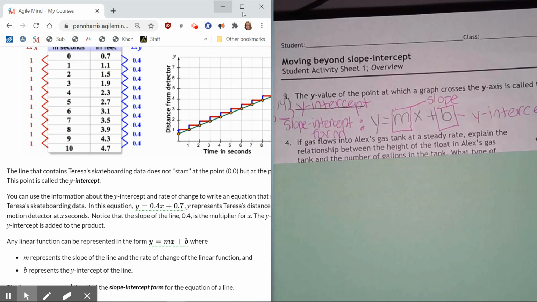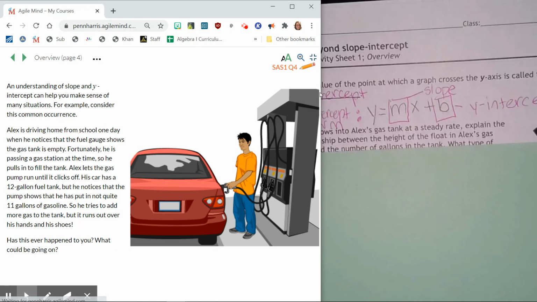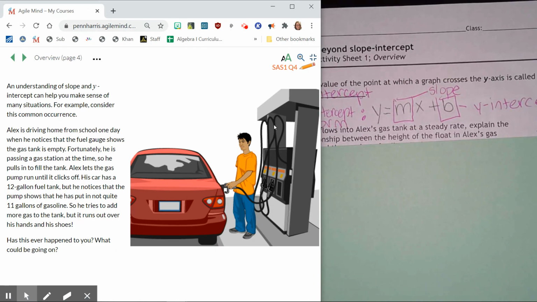It's taking a while for my screen to load here. Okay, so here we have gas. Alex is driving home from school. His gas tank is reading empty.